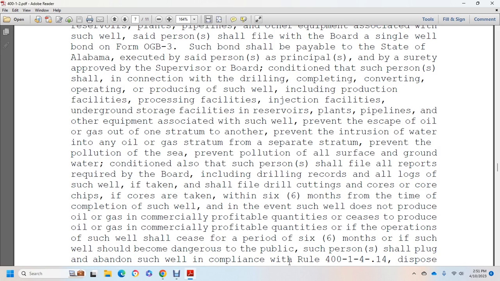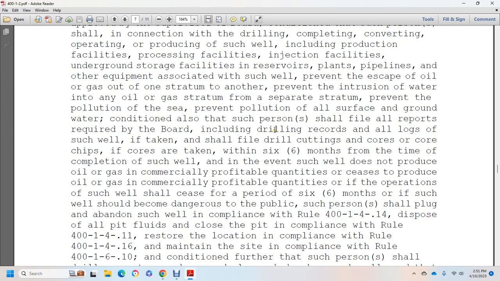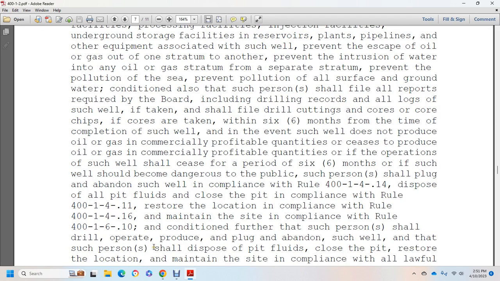Or such well shall become dangerous for the public, such person shall comply with abandoning such well in compliance with Rule 400-1414, dispose of all pit fluids and close the pit in compliance with Rule 400-1411, and restore the location complying with Rule 400-1416, maintaining the site in compliance with Rule 400-1610, and condition further to be such for the well drilled, the operator shall plug and abandon the well.